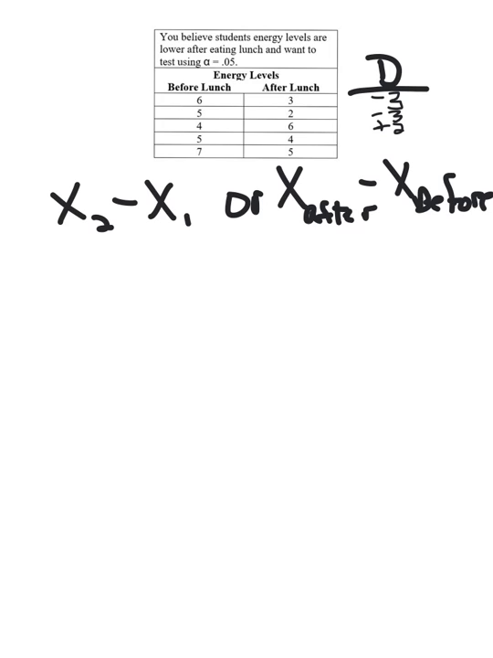The fourth person, theirs went down by 1. And the last person, theirs went down by 2. Okay? So we want to be really careful that we're paying close attention to those signs.